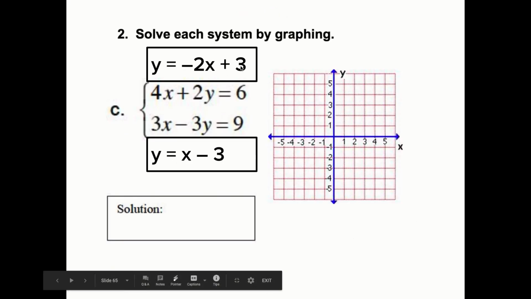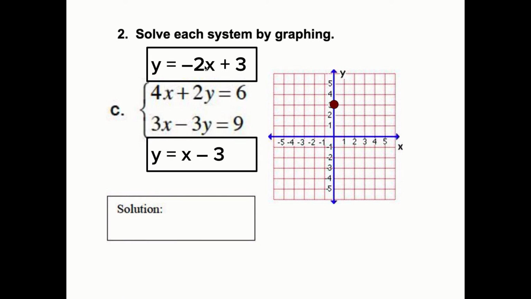All right, so we're going to go ahead and graph both of these. So starting on the top equation, we have a y-intercept of 3 and a slope of negative 2. That means I'm going to go down 2 and then to the right 1 because it's negative 2 over 1. So down 2 over 1, down 2 over 1, down 2 over 1. Draw on that entire line so we can see where they intersect. For the other equation, our y-intercept is negative 3, and then we have a slope of 1. So that means I'm going up 1 over 1, up 1 over 1, and draw on that entire line.